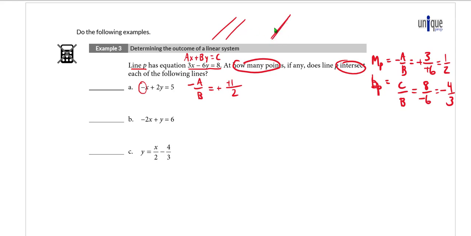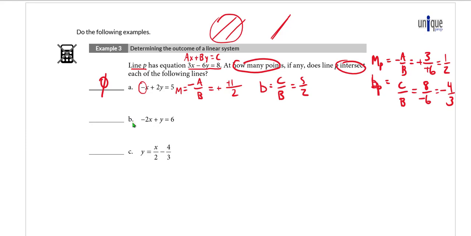And in order to differentiate between the two, I need to know my y-intercept. So again, this was the slope. Now the y-intercept, c over b. So what is that here? That's 5 over 2. So I have same slope, 1/2. Different y-intercept, 5/2, negative 4/3. Remember from the previous page, that means we are dealing with parallel lines, which means there are no points of intersection. There are no solutions.